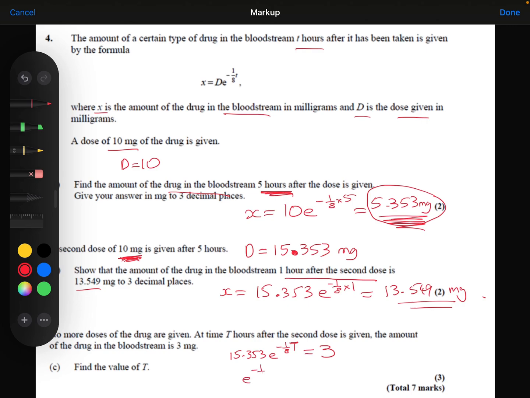I can now divide both sides by the 15.353. I'll take logarithms of both sides. And then times both sides by minus 8. And if I type that into my calculator, I find that T is 13.1 to 1 decimal place when the amount of the drug in the bloodstream is 3 milligrams.